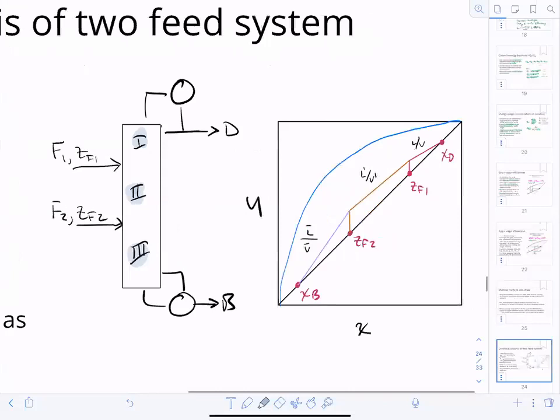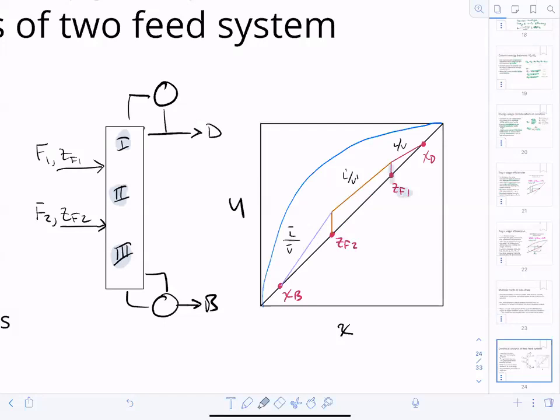So I have an upper feed composition, ZF1, and I have a lower feed composition, ZF2. And then I know it's a saturated liquid feed. What that means is that as I move from the top to the bottom of the column, the liquid flow rate is going to increase, right? With saturated liquid, the slope of the operating line will have to continually increase. So, with knowledge of these flow rates, we would be able to calculate these effective operating line slopes.